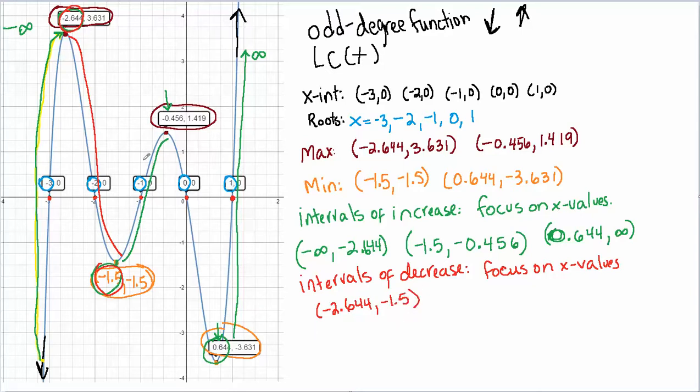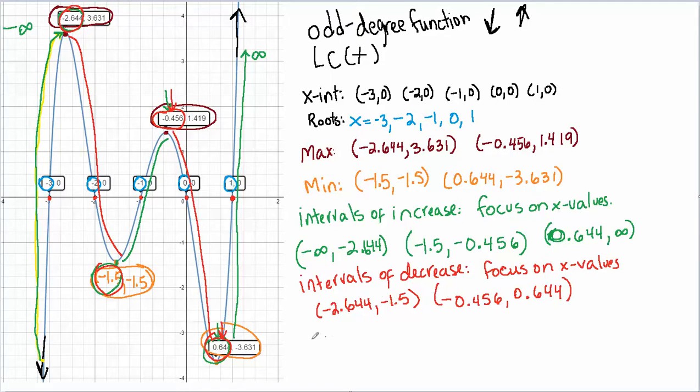Then the function starts increasing, and once again, at this x value, the function starts decreasing all the way to this x value again. So from negative 0.456 all the way up until x is 0.644, the function decreases. And the function never decreases again, because once it starts increasing, it increases for x going to infinity. So these would be your intervals of decrease.